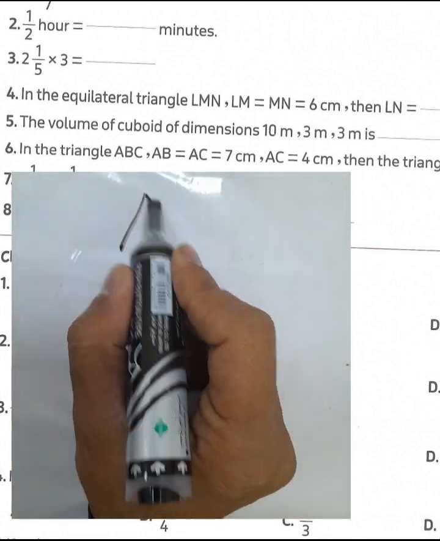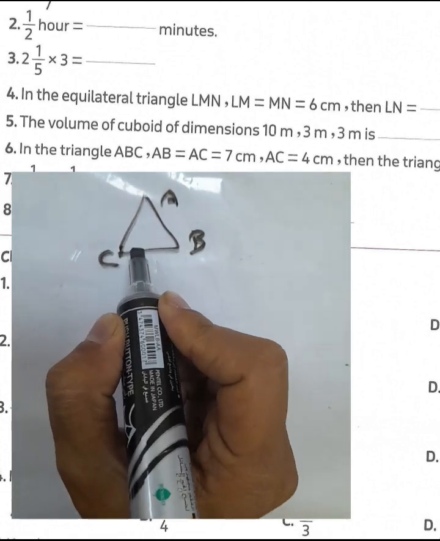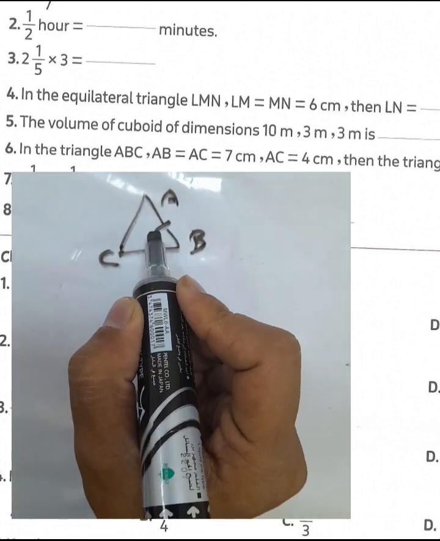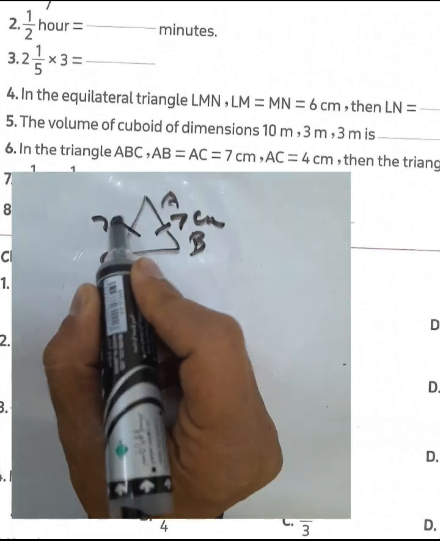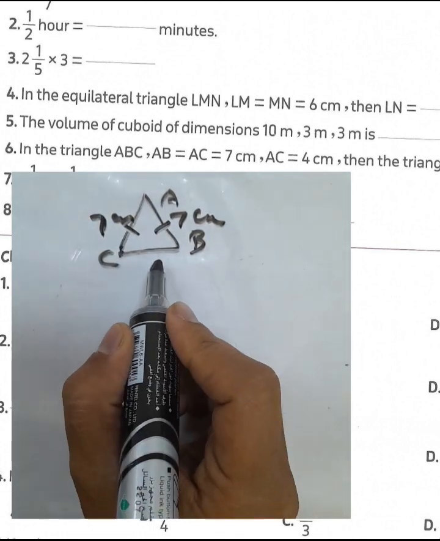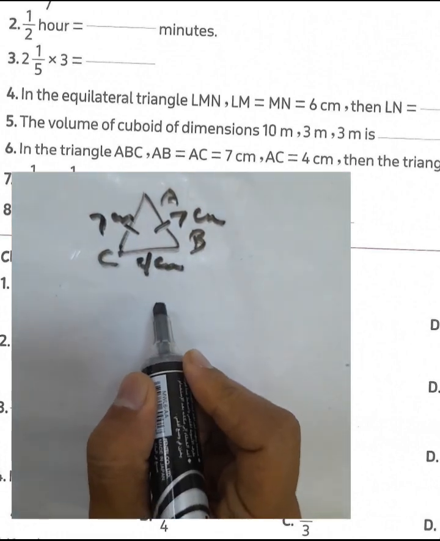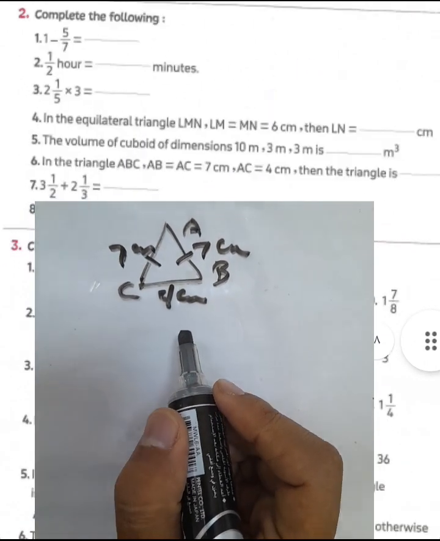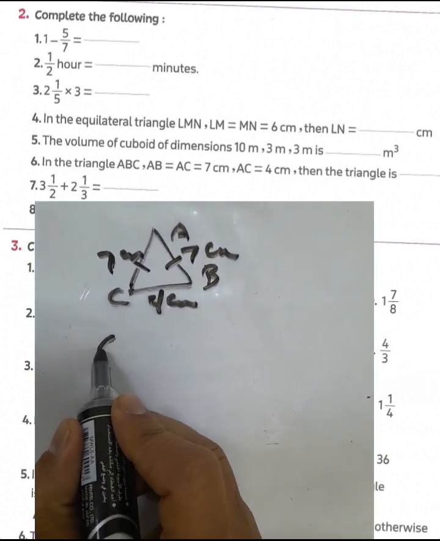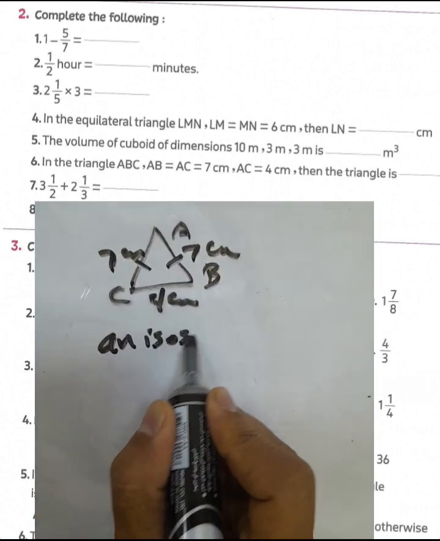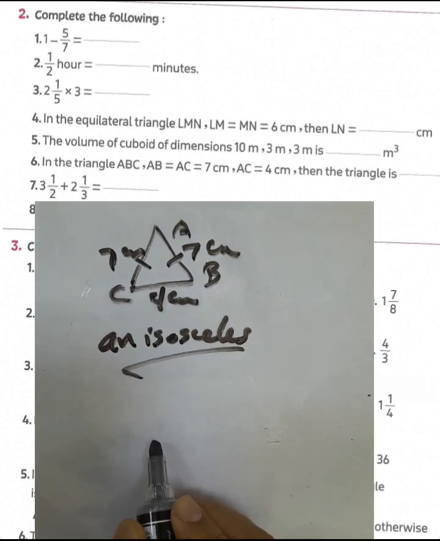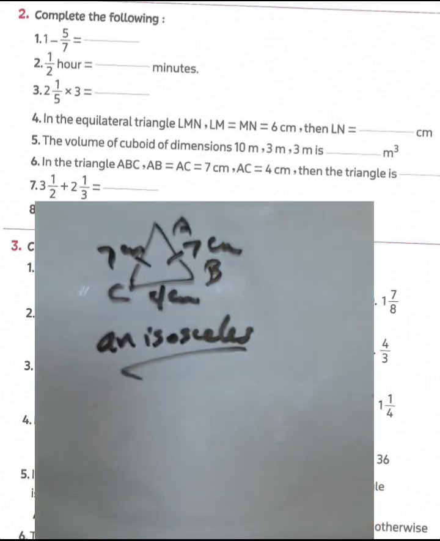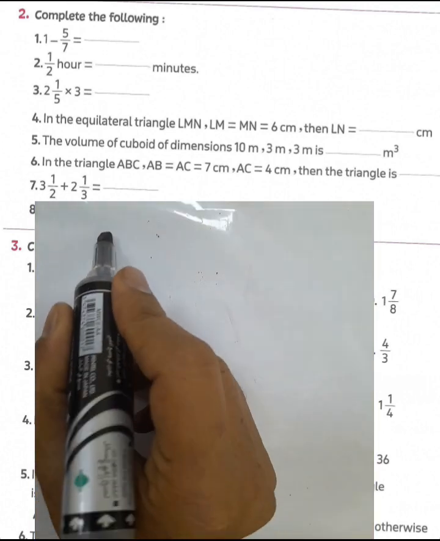Question number 6. In triangle ABC, AB equals AC. We have triangle ABC here, AB equals AC was 7 centimeters here and here, and the base was 4 centimeters. Then we call it an isosceles triangle. This triangle is an isosceles triangle, because we have two equal sides in the triangle. We call it an isosceles triangle.